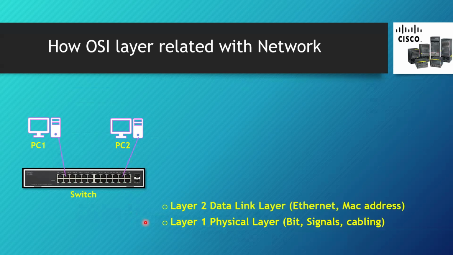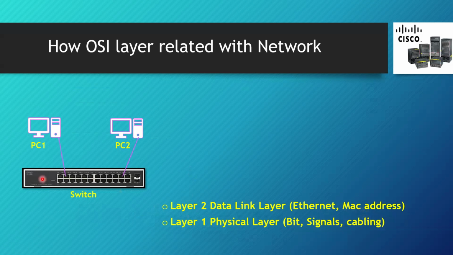Now our second layer, this is called layer 2. Layer 2, we call it data link layer. Data link layer maintains the Ethernet standard. And also one of the important things we have is called MAC address. It does many other things, but at a minimum, as part of the network fundamentals, you need to know that it has layer 2, it maintains Ethernet standard, and also it works with MAC address.